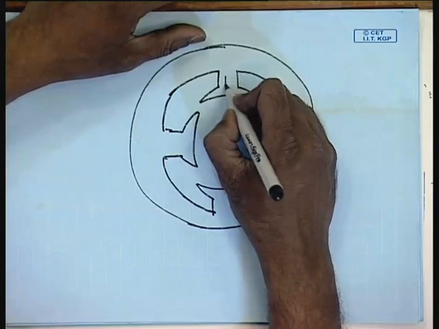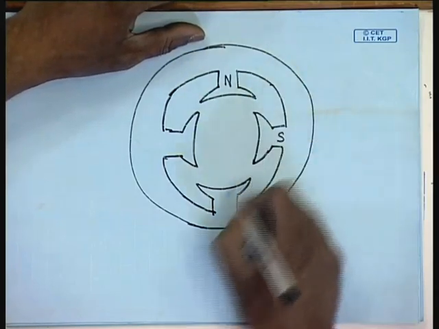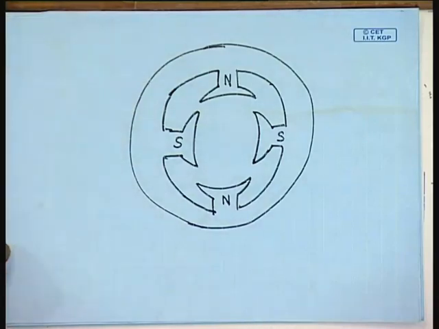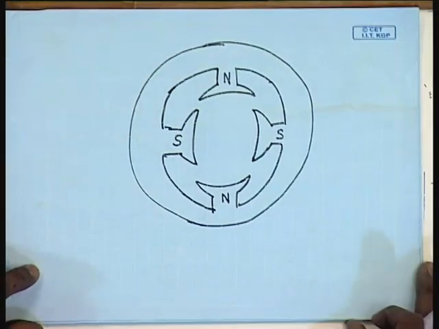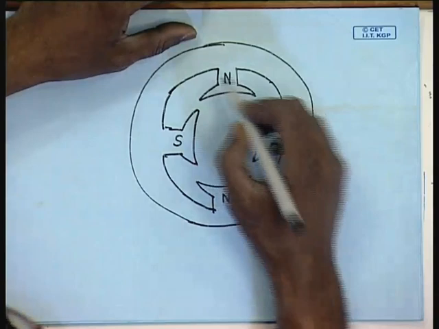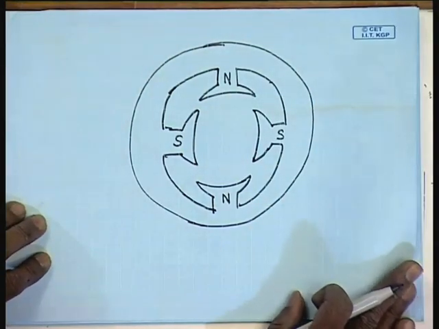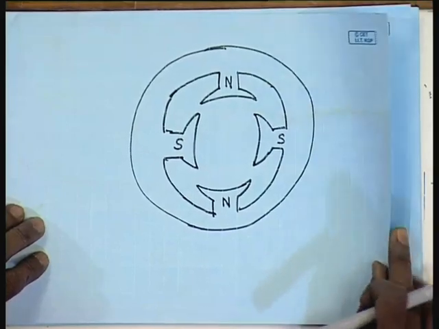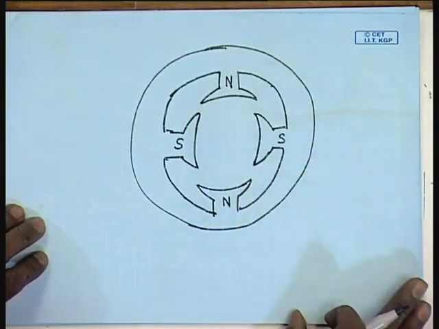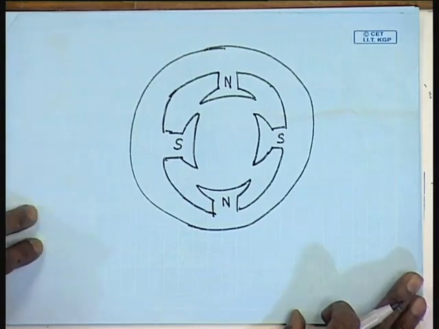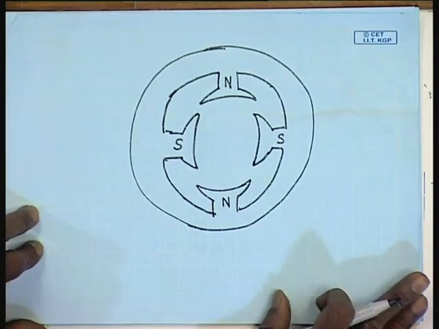So, the pole arrangement will be north, south, north, south. This is the one modification in the stator that a practical machine can have. The number of poles of course will be even, because there has to be a pair of north and south pole, but it need not be 2.